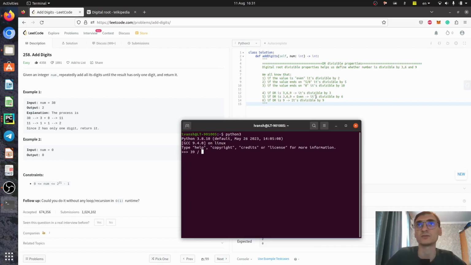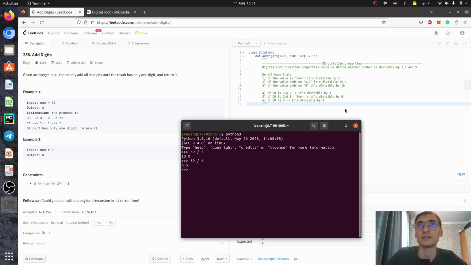So if it's 3, it has to be divisible by 3. Let's check it out. Is 39 divisible by 3 without remainder? Yes, it's 13. So it's completely divisible by 3 without a remainder. What about 6? It's not an even number, so it's not divisible by 6. Let's check it out: 6.5. The remainder exists. So it's true.